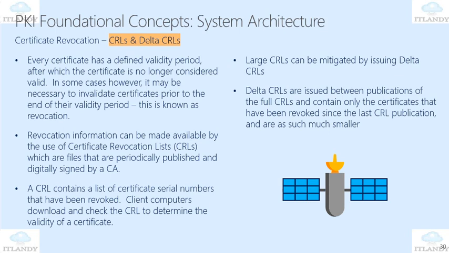Large CRLs can be mitigated by using delta CRLs, only the changes, yeah? Delta CRLs are issued between publications of the full CRLs and contain only the certificates that have been revoked since the last publication. This is really crucial when it comes to designing your CA and the certificate revocation.